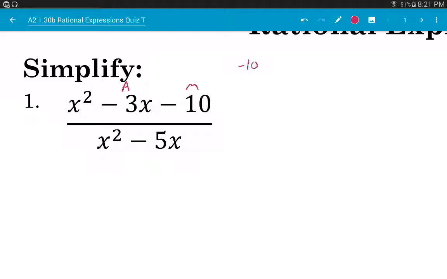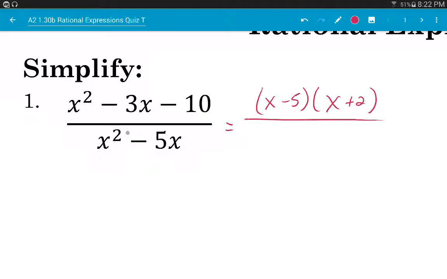Things that multiply to give me negative 10 are things like, let's say, 5 and 2. If I make that negative 5 and positive 2, that'll add to negative 3. So that multiplies to negative 10, adds to negative 3. Okay, negative 5 and 2. So this is equal to x minus 5, x plus 2.